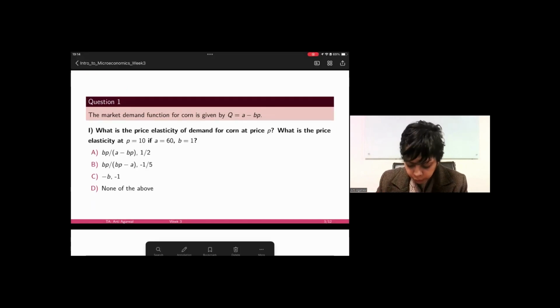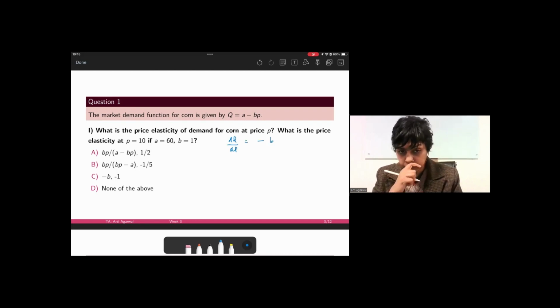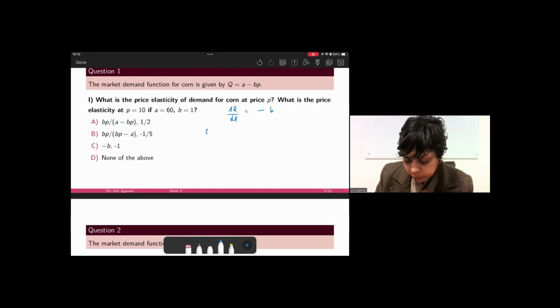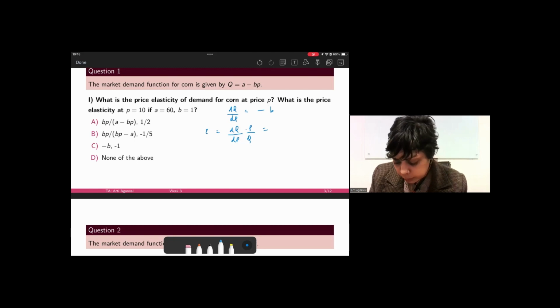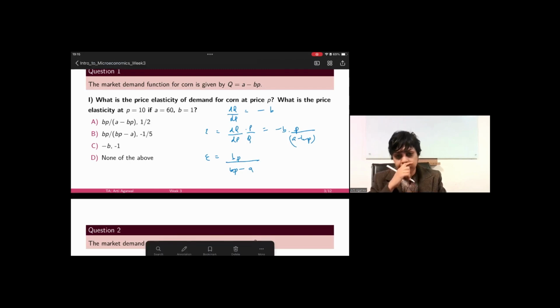Now we know the function given to us. We know Q is equal to A minus BP. So what is dQ by dP? Minus B, right? Epsilon is equal to what? dQ by dP into P by Q, which is minus B into P. What is Q? A minus BP. Now if I take this minus inside, what do I get? BP upon BP minus A. Now, if you plug in the values I've given for B, A and P, you will get the answer minus 1/5. Is this clear to everybody how I got this answer?